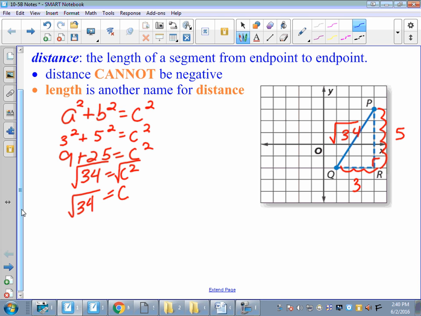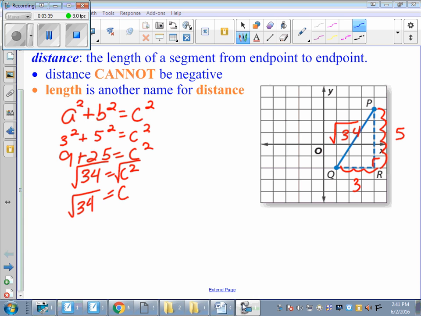And so when you do that, I have some coordinates here. And so, give me 1 second.